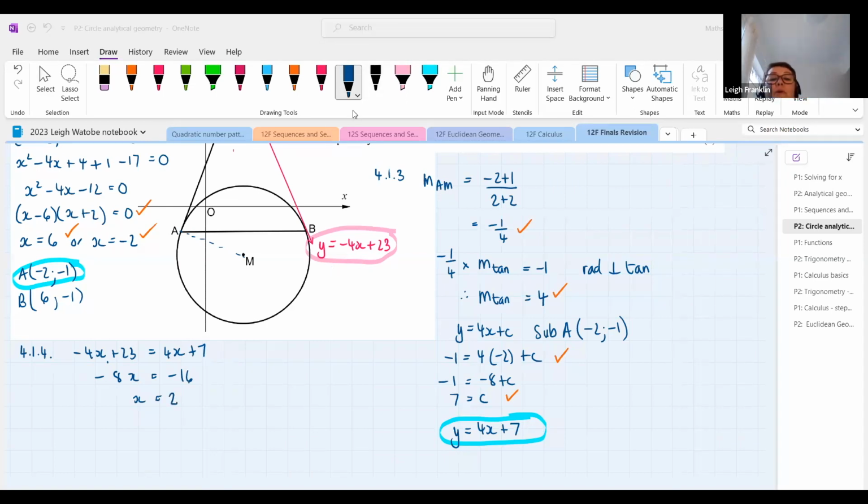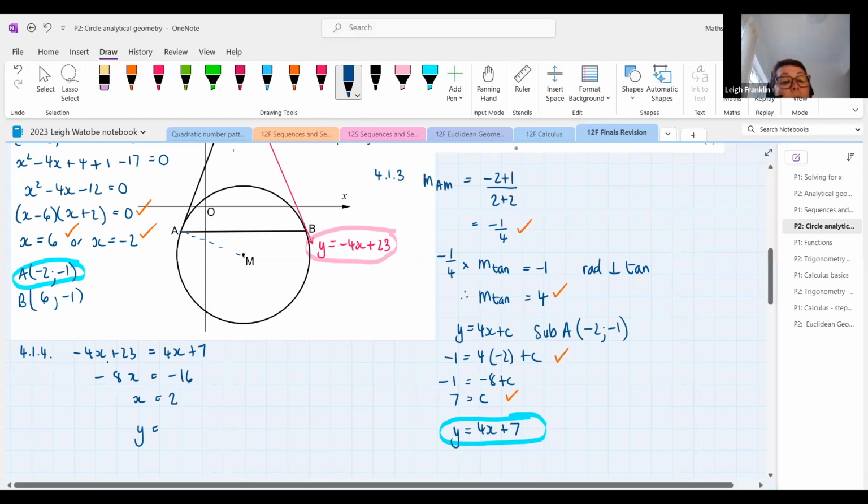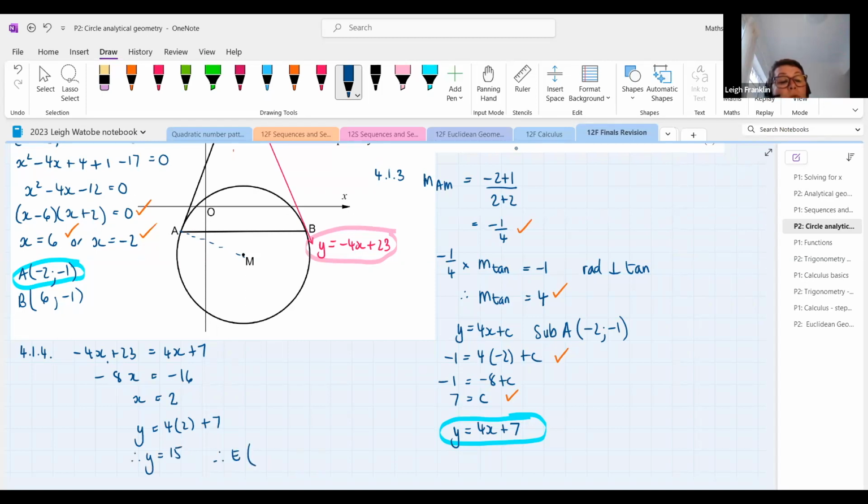That's it, Gugu. Perfect. Well done. And then we could sub into either one of our Y's, and we'd get that. Good. Well done. Okay, so the coordinates at E are 2 and 15.